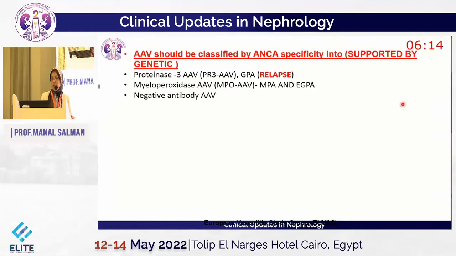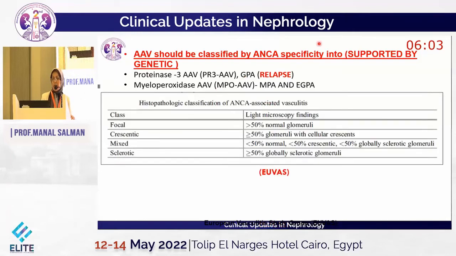ANCA-associated vasculitis is classified according to ANCA specificity into proteinase 3 ANCA that is seen in GPA and MPO ANCA that is seen in microscopic polyangiitis and in Churg-Strauss syndrome, and a small category is negative for ANCA. Histopathologic classification of ANCA-associated vasculitis was proposed by the European Vasculitis Group, which classified into focal, crescentic, mixed, and sclerotic according to the relative percentage of active crescentic and chronic sclerosing lesions.